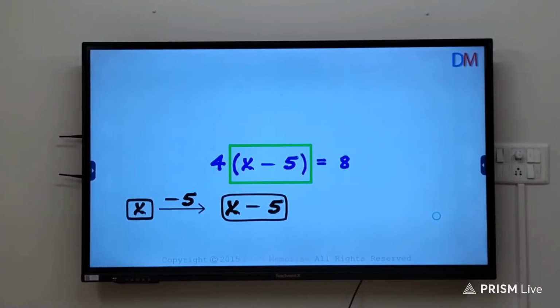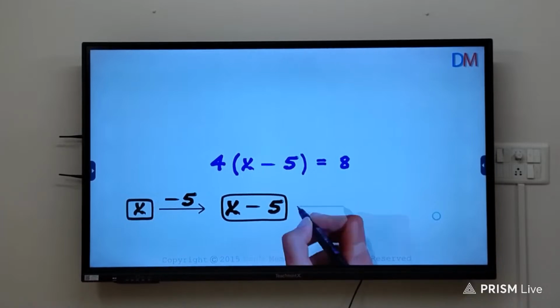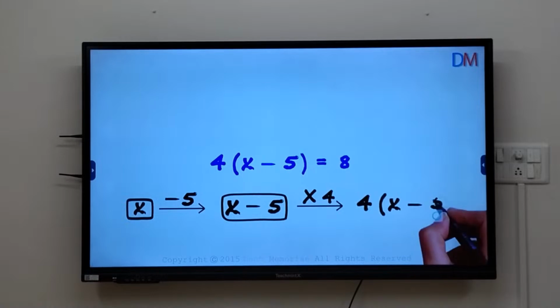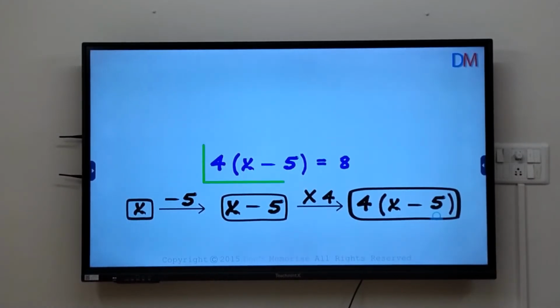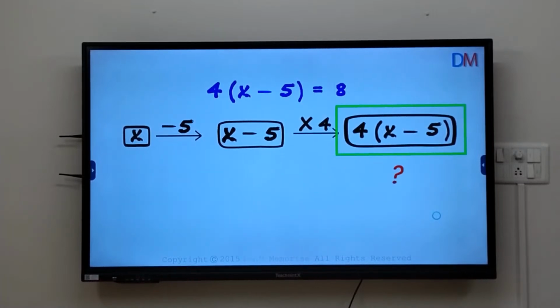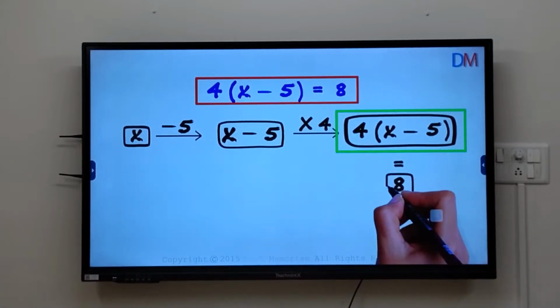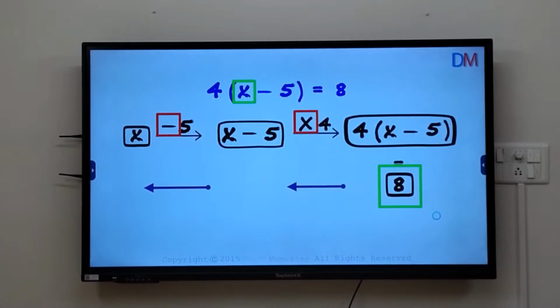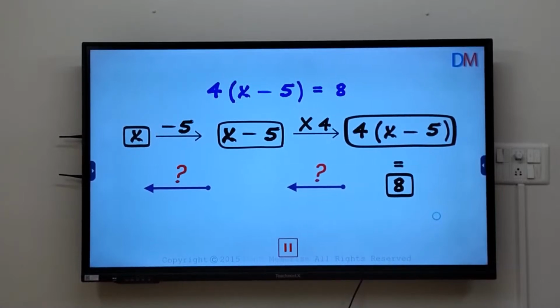Next, this entire thing is multiplied with 4. So we multiply this with 4. And we get 4 times x minus 5. We are done with the operations on the left hand side. And what is this equal to? Based on the equation given to us, this is equal to 8. Now I want you to try solving this further to get to the value of x. Remember, we go from right to left and use the opposite operations. Give it a try.